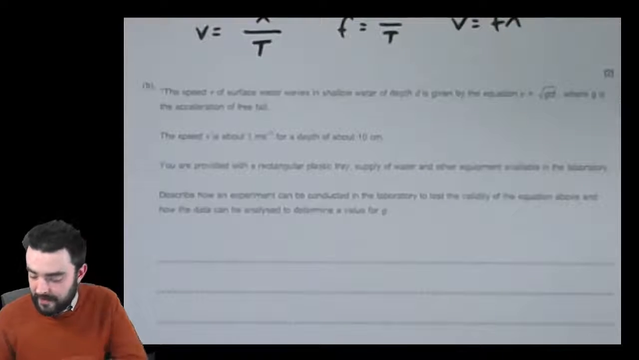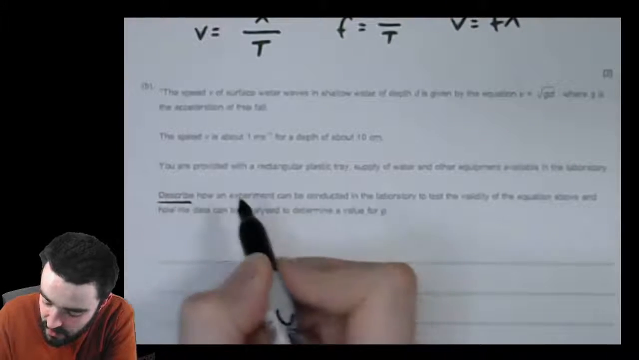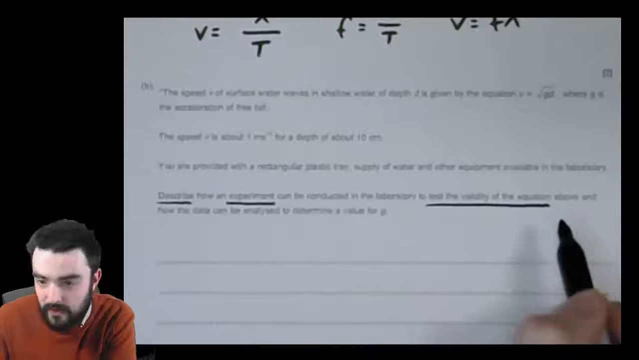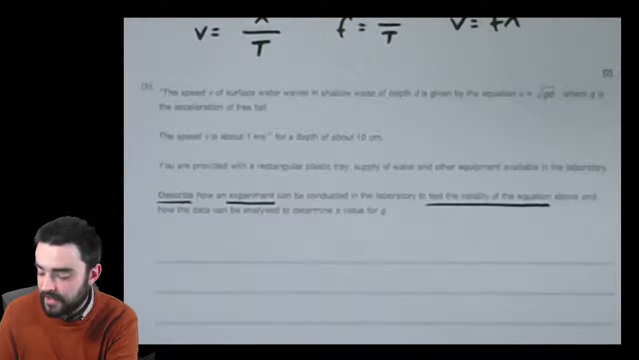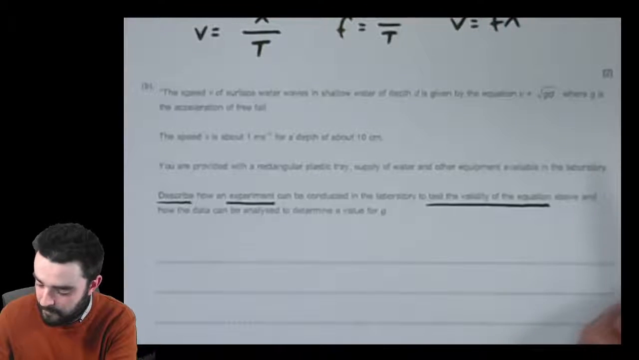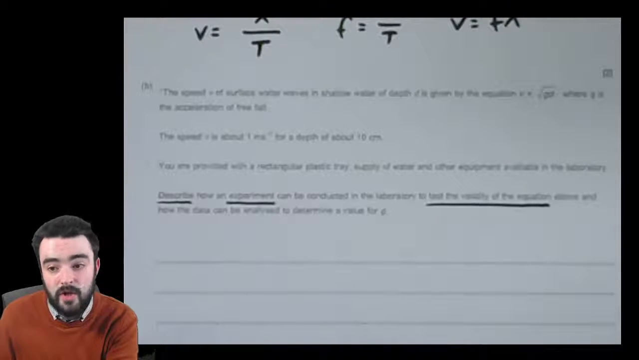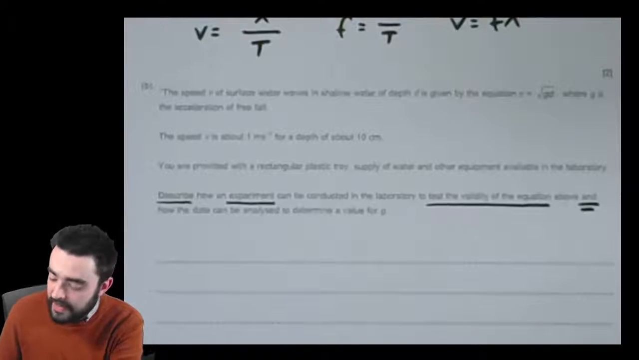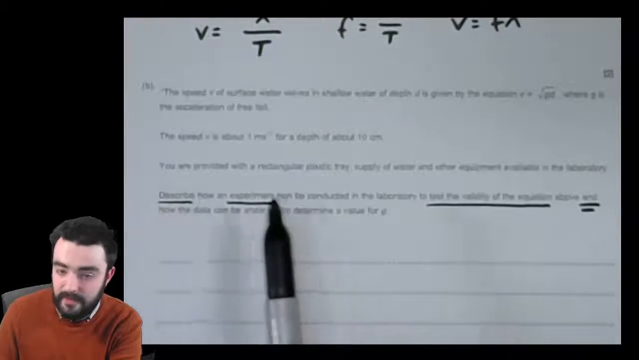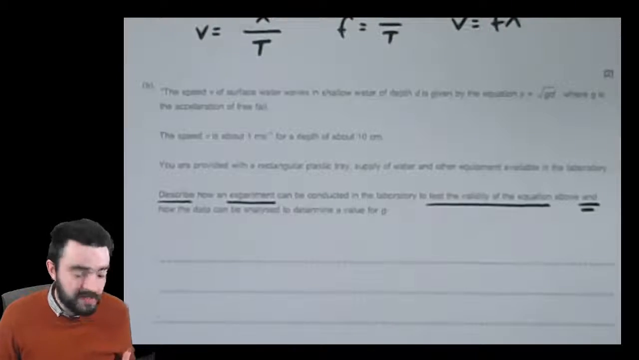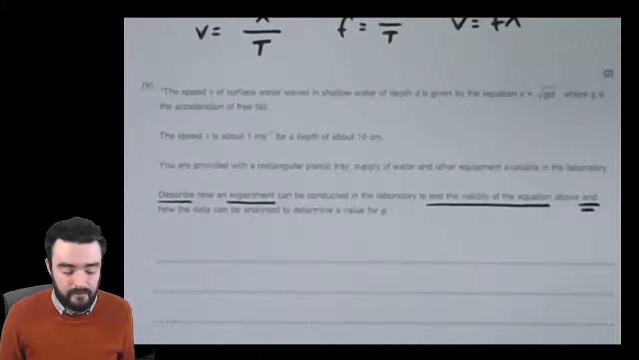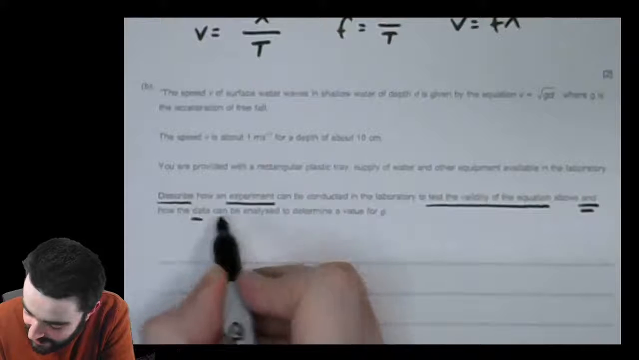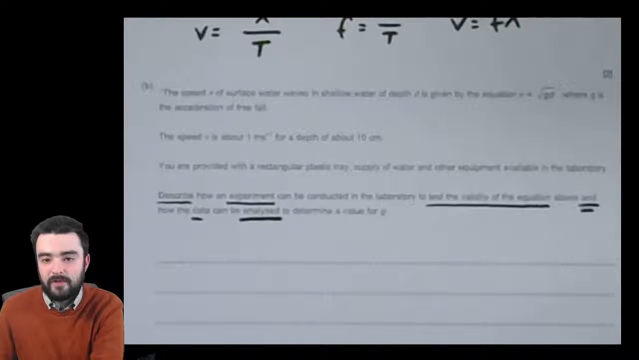So it's asking you a couple of things. You're having to describe an experiment and you're having to test the validity of the equation. You're having to say what you would need to measure to be able to test this. But the key thing not to forget on this is there is an 'and'. There are two parts to this question. So even if you gave the most perfect response for describing an experiment, you're still going to be locked into just getting 1 or 2 marks because level 1 is there. How the data can be analysed to determine a value for g.